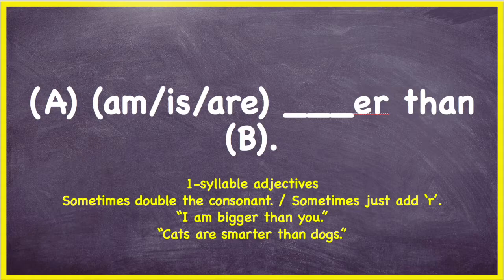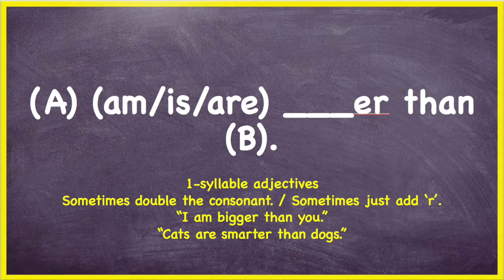And when you're writing out this comparative word, sometimes you need to double the consonant. So, for example, bigger, we add a G, right? So we double the G, so it's B-I-G-G-E-R rather than just B-I-G-E-R. We need to double the consonant.